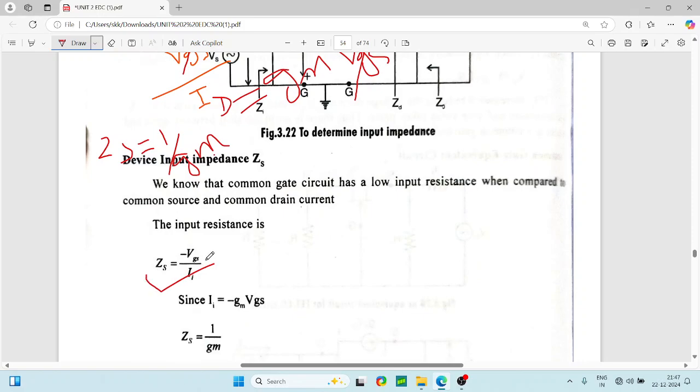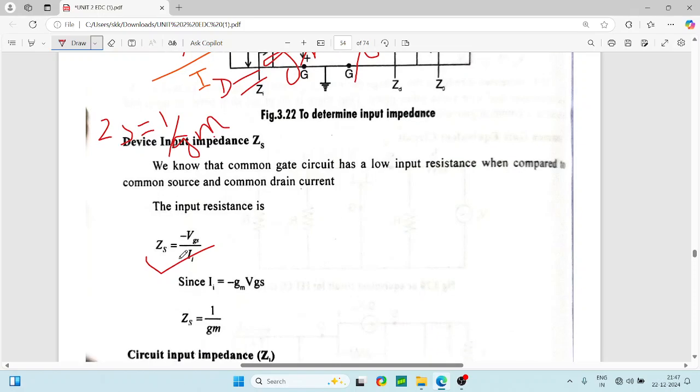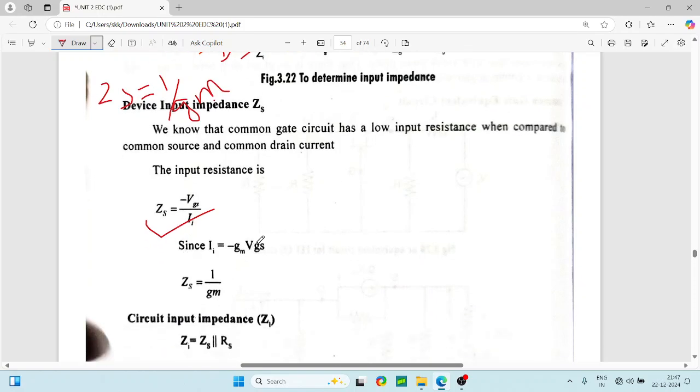So listen here. Z is equal to VGS. Why minus? Because the current is in the opposite direction. Then II, what is II? gm into VGS. So minus minus cancel. Finally we got gm. Then what is circuit impedance?